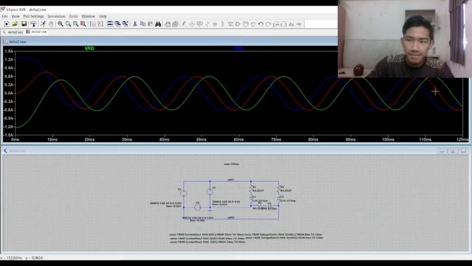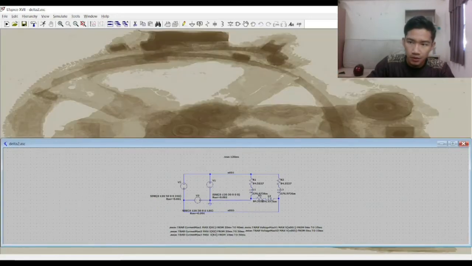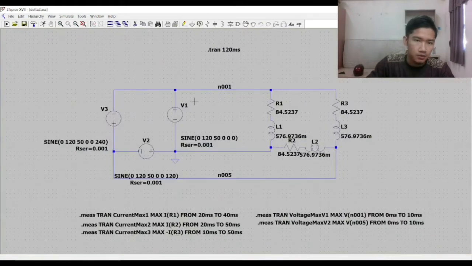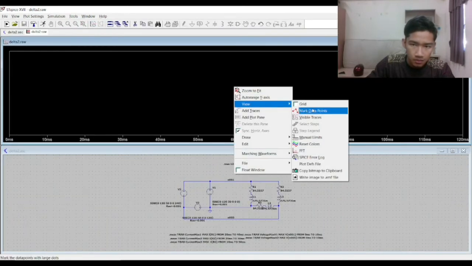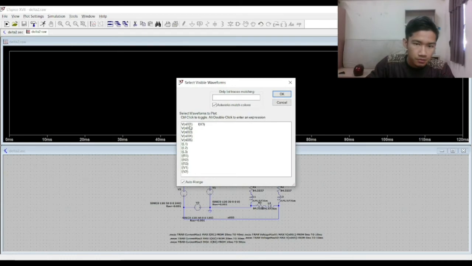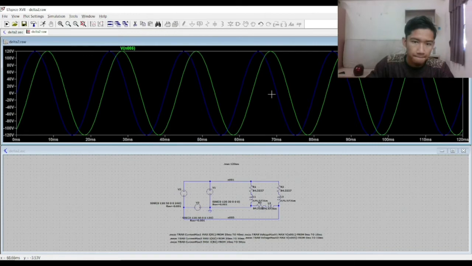Yeah. So next, I will simulate for the voltage supply or voltage source, N001 and N005. Okay, as I noted here, only these two show the amplitude of 120 volts, which is the full or the max voltage.